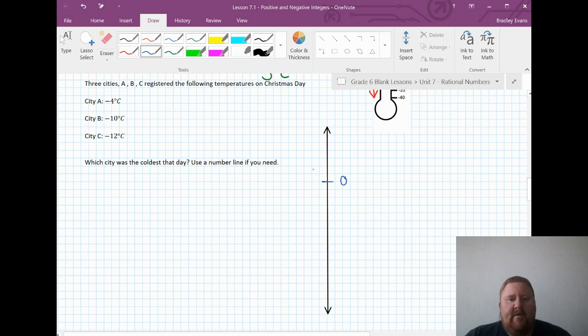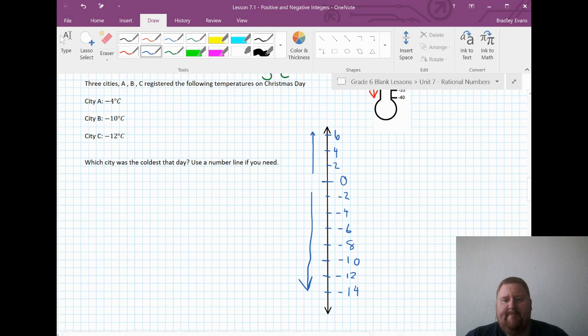So here is 0. So remember, our numbers going up are going to be positive numbers. Positive 2, positive 4, positive 6. And our numbers going down the number line are going to be negative. So here is negative 2, negative 4, negative 6, negative 8, negative 10, negative 12, and I'll stop at negative 14.